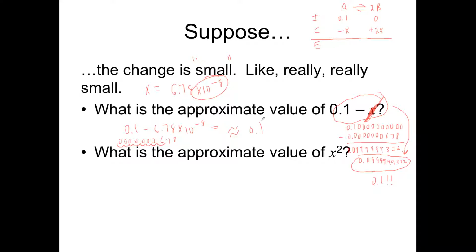Now, take that same small value and square it and see what you get. 6.78 times 10 to the negative 8 squared. Okay, I'm going to go get a calculator. You hold right there.